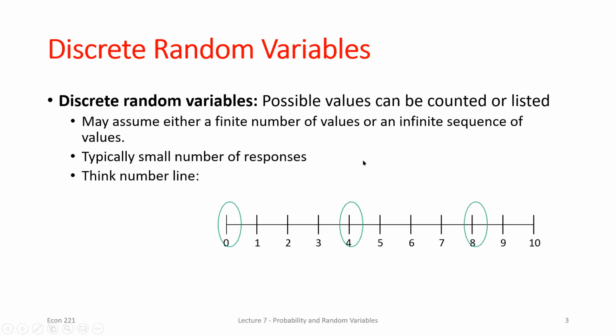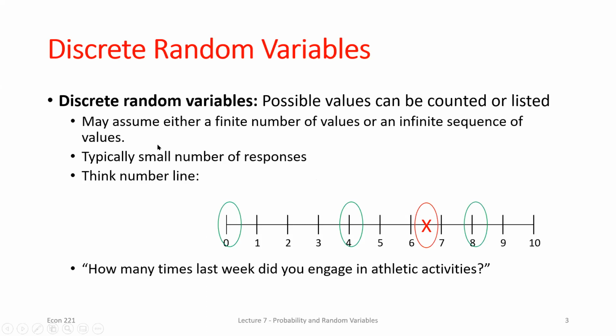There we go. We've got our number line. We can see 0, 4, 8. We're not going to be able to see 6.3, okay? These are going to be variables where the only response we can see is an integer. We've already talked about these before. How many times a week do you do a certain activity? How many children live in the household? We had some of these examples when we talked about discrete variables the first time.